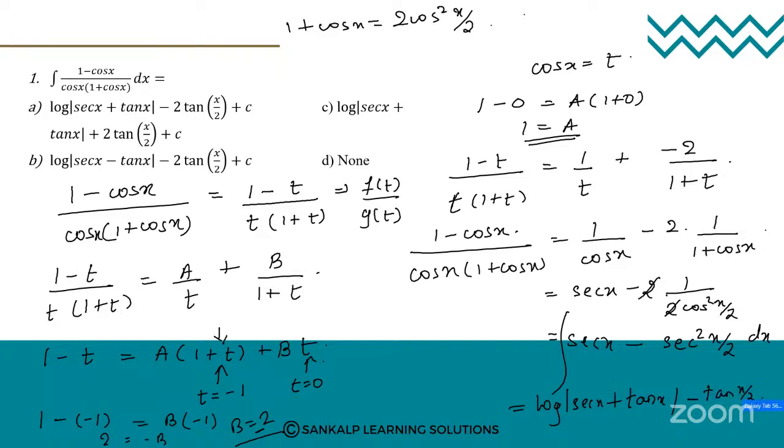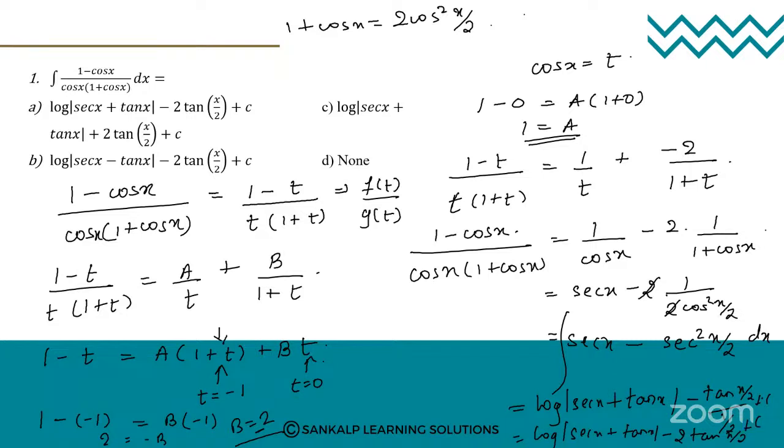But in place of this, what else do we have? You have to divide that. Okay, so this goes to the numerator. So this is log of sec x plus tan x. Okay, so this 2 goes to the numerator. So what does this become? 2 tan (x by 2) plus c. So this is your final answer.